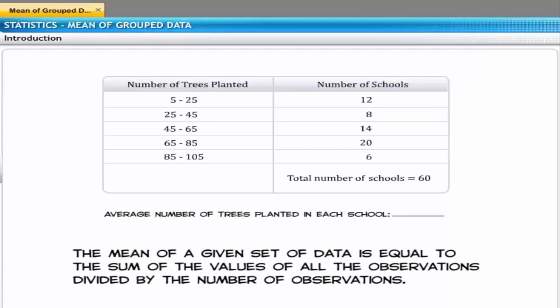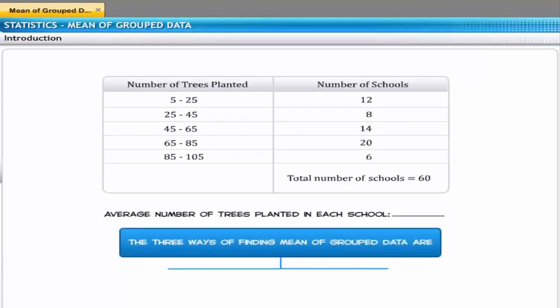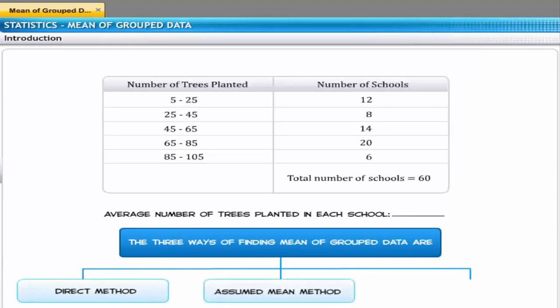Recall that the mean of a given set of data is equal to the sum of the values of all the observations divided by the number of observations. There are three ways of calculating the mean: the direct method, the assumed mean method, and the step deviation method. Let us learn about these methods in detail.